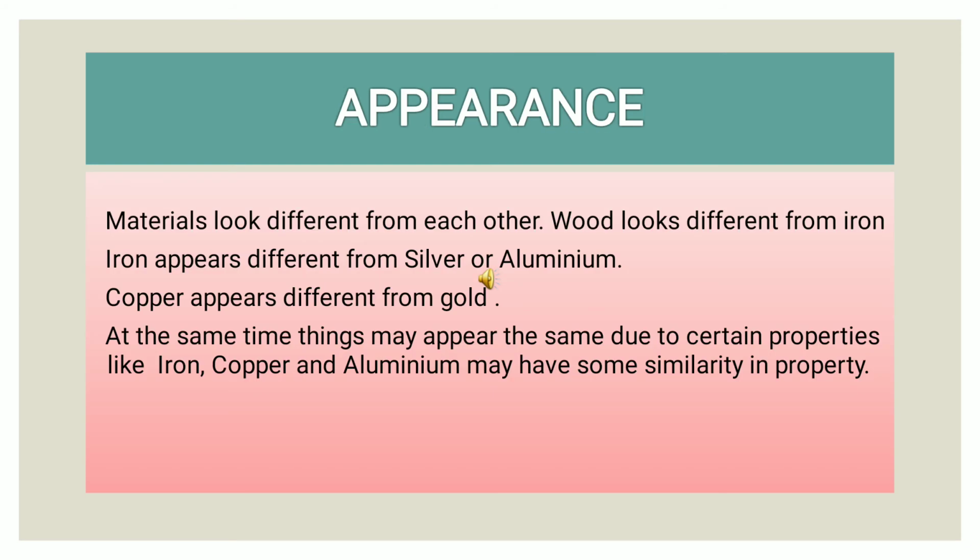Appearance. Materials look different from each other. Wood appears different from iron. Iron appears different from silver or aluminium. Copper appears different from gold. At the same time, they may appear the same due to certain properties. Iron, copper, aluminium may have a similar property. Let us see what.